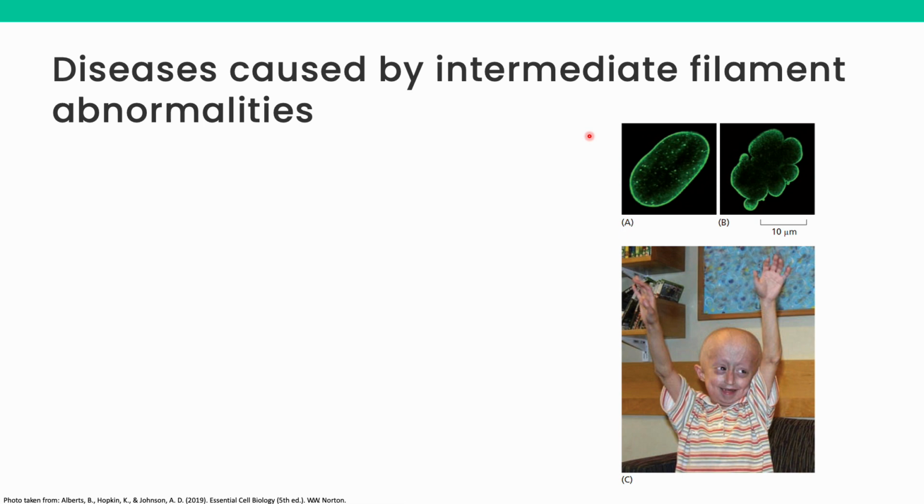Lastly, we'll talk about the disease called progeria. This disease is caused by defects in the nuclear lamin and in turn, the nuclear lamina. In the top portion of this figure, we can see a comparison between a patient with a normal nuclear lamina and a patient with progeria.